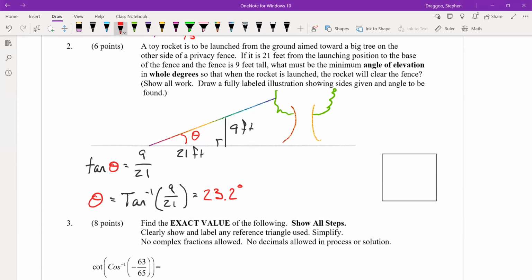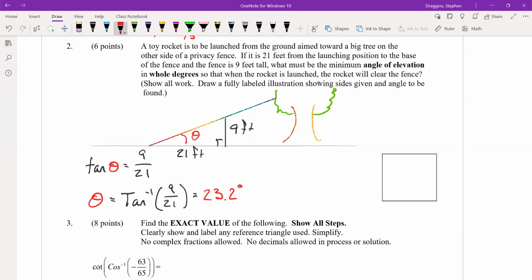Or if you, yeah, just leave it there. We wanted our answer in degrees, so we'll put our calculator in degree mode. And then, rounding to 1 decimal place, that seems like our best answer is 23.2.